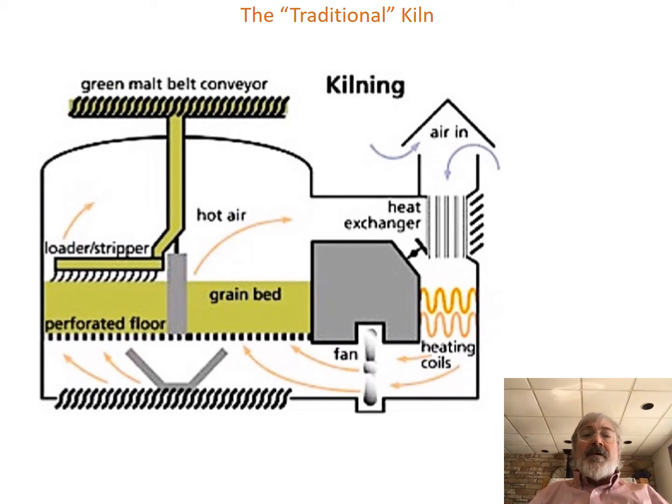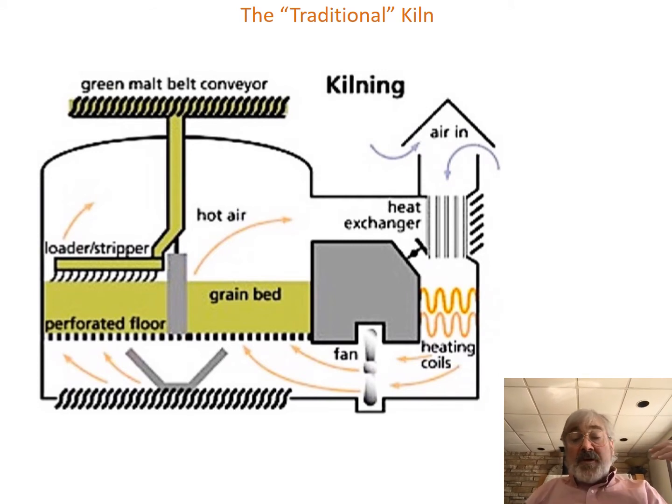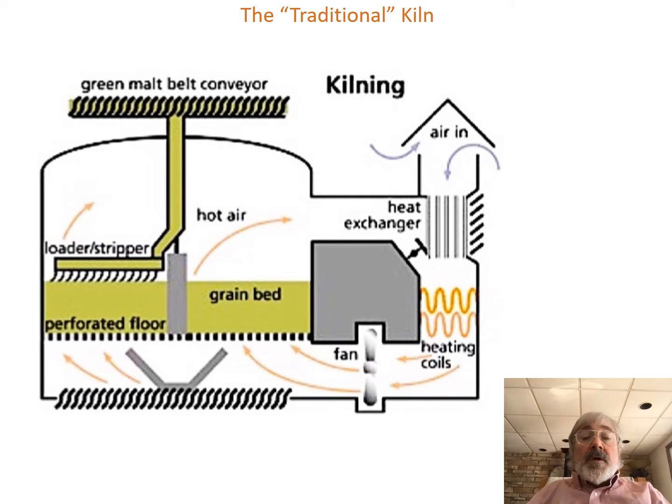If you can follow the airflow, you've got outside air that comes in and runs first through what we would call an economizer. And that is simply something that preheats the air using the waste heat from the exhaust that's going out the door. Okay, that air runs through heating coils to get to a set point. You know, for base malt, you would be using somewhere between 125 and 160 degrees Fahrenheit, depending on what you were doing for holding heats, what kind of malt you were making.